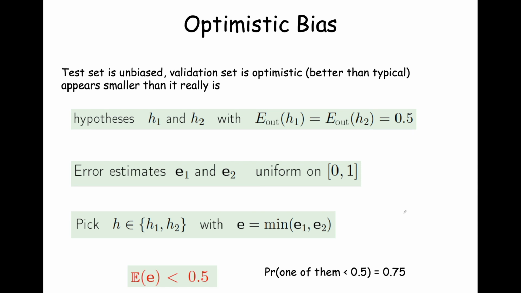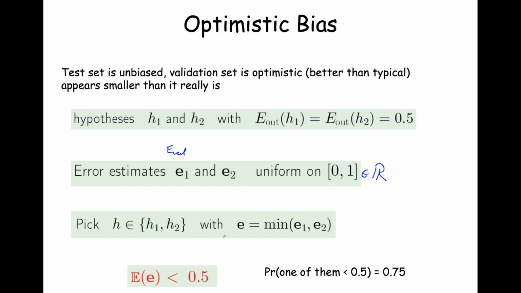The reason for this stems from the fact that a validation set involves choosing the best from a number of alternatives. So let's imagine an example where you have two hypotheses, H1 and H2, and their out-of-sample error for each one is 0.5. The error estimates, E1 for H1 and E2 for H2, are going to be uniform in the closed interval between 0 and 1 on the real number line. These are error estimates, akin to Eval, and based on them we're going to select the hypothesis H from the set H1, H2 that has the minimum estimate.